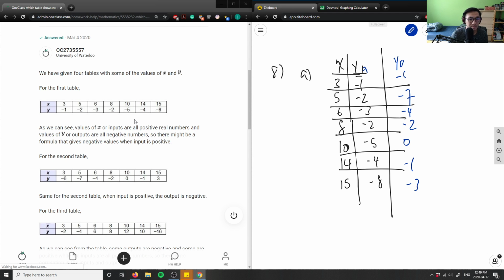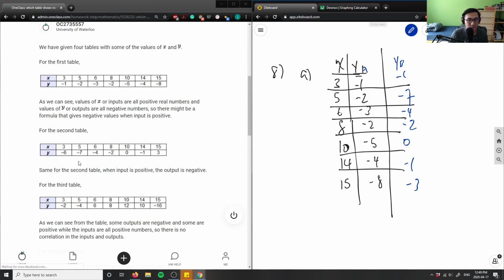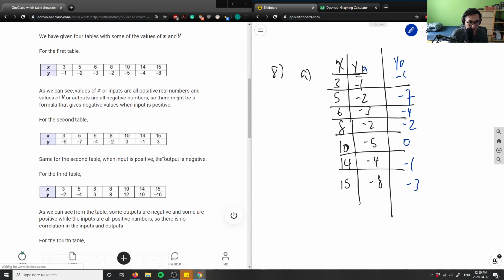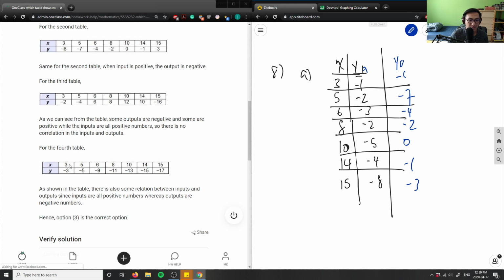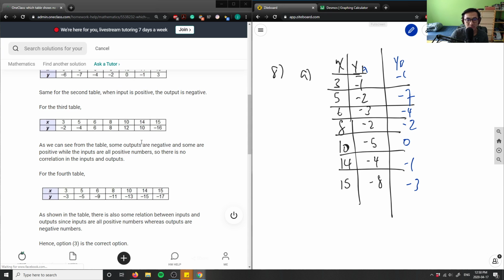Okay, that's good. Same for the second table where input is positive, output is negative. Okay, third table, as you can see, some outputs are positive, so there's no correlation here. So they're saying that there's no correlation because there's negative and there's positive, and there's some correlation here. So they're saying that the third table here is no solution, or there's no correlation here because it's both negative and positive. So in this case, let me try to graph this actually.